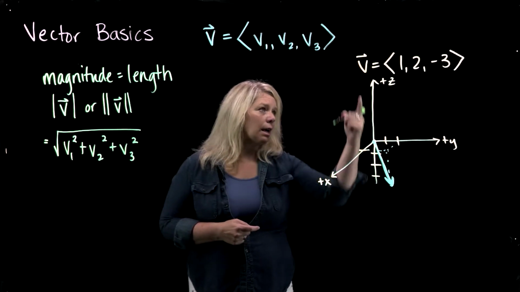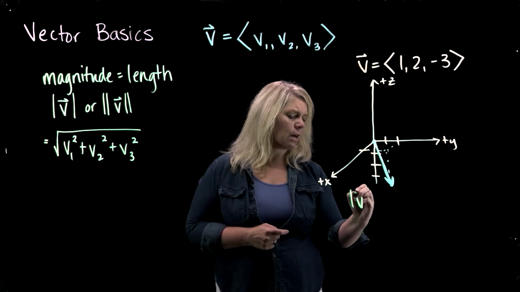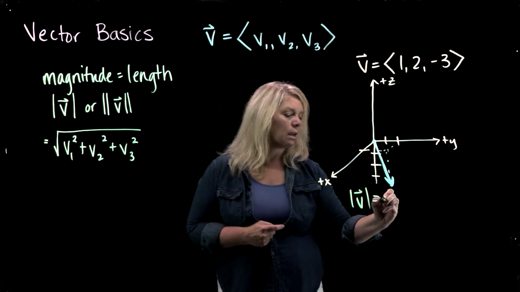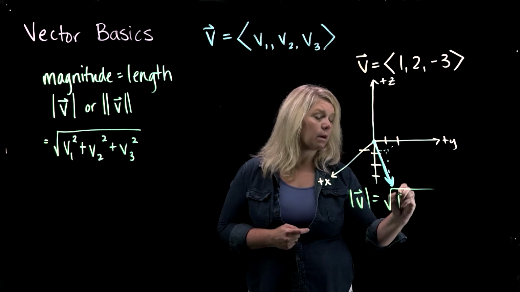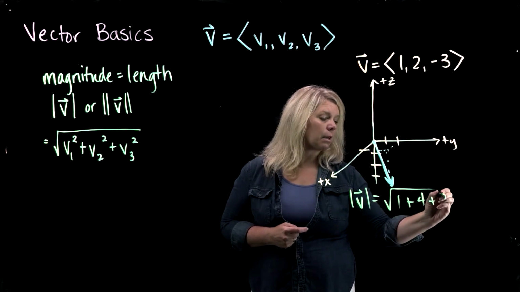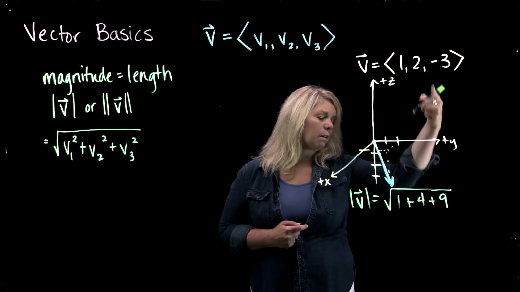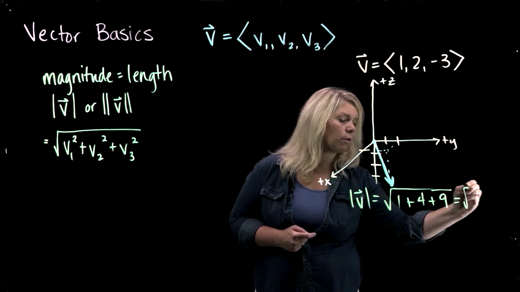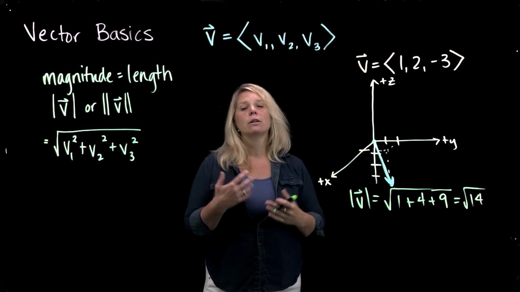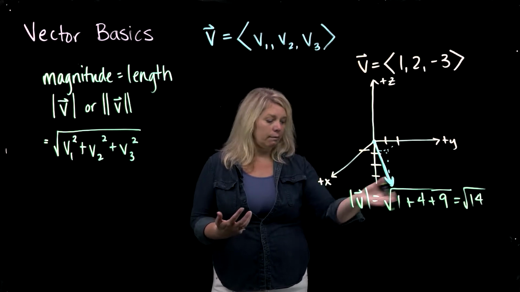So for this vector here, the magnitude of the vector v, notice I'm using the correct symbols here, is the square root of 1 squared is 1, plus 2 squared is 4, plus negative 3 squared is 9. So be careful when you square that negative. So the square root of 14 in exact form. If you want a decimal approximation, okay, but in general, in this class, we're going to leave things in exact form.